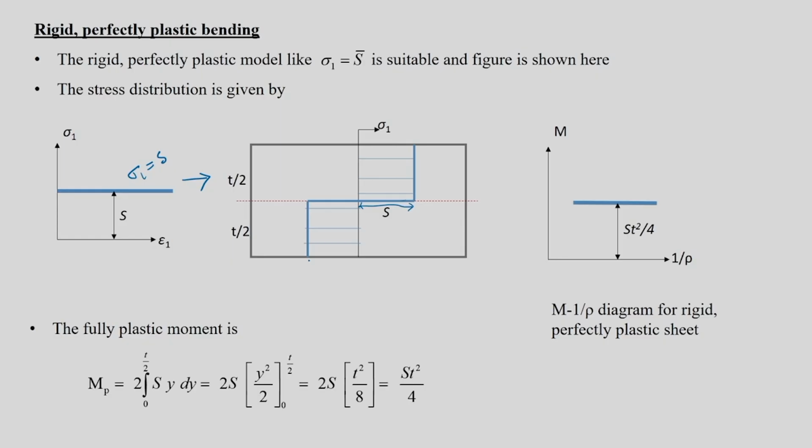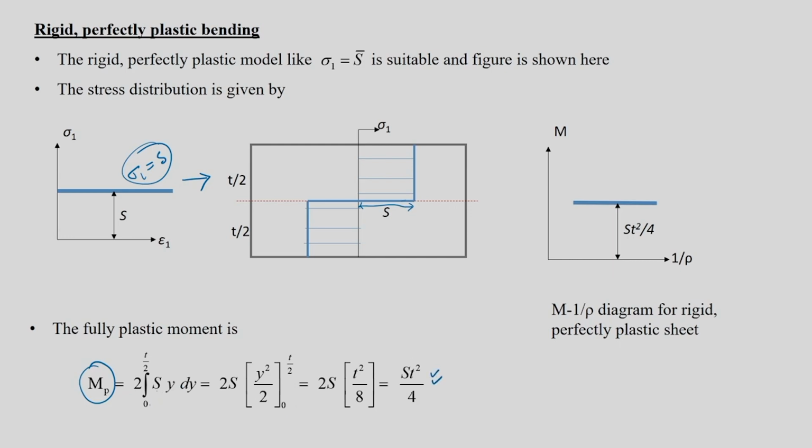Now the point here is, since there is no elastic part, the moment itself is actually the fully plastic moment. Like in the previous case we said Me, here we are going to call it Mp, which is nothing but the fully plastic moment, because it is rigid perfectly plastic, so there is no elastic part. Directly we will write Mp, which is given by 2 into the integral from 0 to t by 2 of sigma 1 y dy. Sigma 1 is nothing but S, so I am going to put S y dy. S is a material property and a constant, so 2S y square by 2 from 0 to t by 2. You integrate it, put in the limits, and finally you will get S t square by 4.